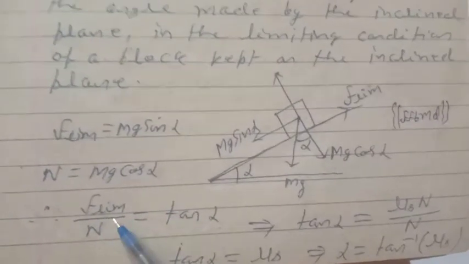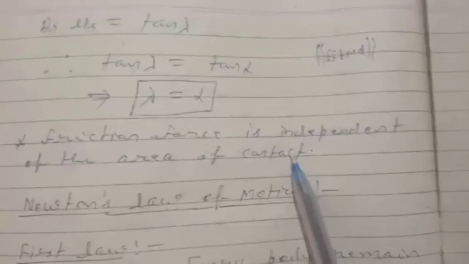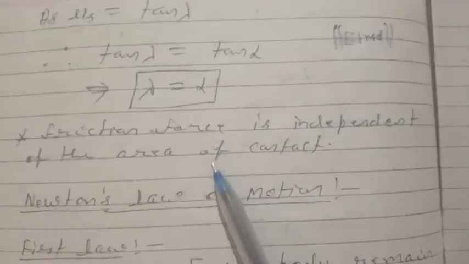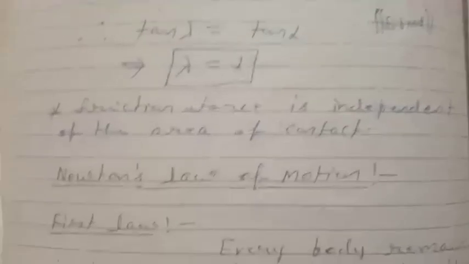Now, F limiting by N, dividing these two, we get tan alpha. Because limiting force is mu s into N, divided by N, hence tan alpha equals mu s, hence alpha equals tan inverse mu s. So this is the formula for angle of repose. Now again, as mu s is equal to tan lambda, hence tan lambda equals tan alpha, this gives lambda equals alpha. That is, friction force is independent of the area of contact. Second point is that friction force is independent of the area of contact.